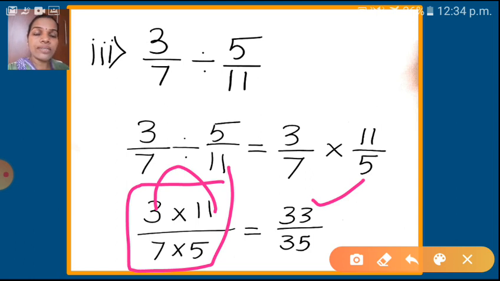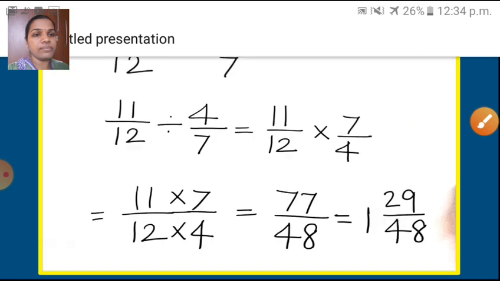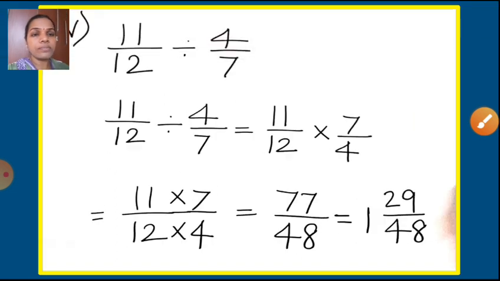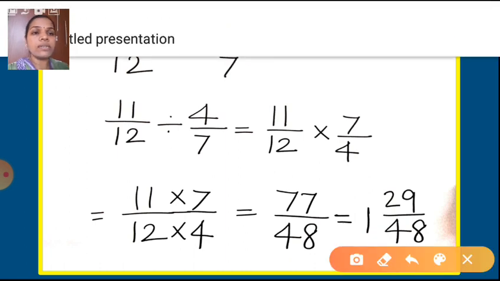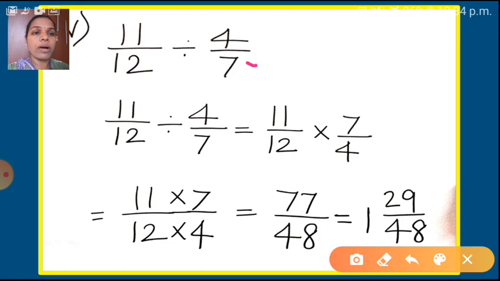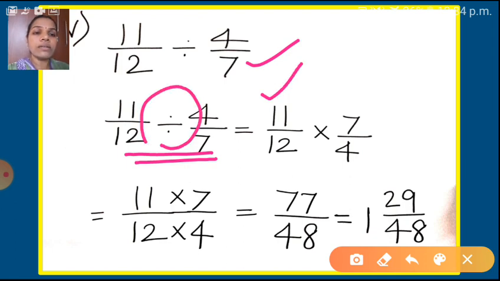Shall I go to next? Fourth sum is 11 upon 12 divided by 4 upon 7. Okay, so here the same step. Yes, 11 upon 12, I have written the division sign here. Yes, I have written multiply here, and here the reciprocal. 4 upon 7, what is the reciprocal?